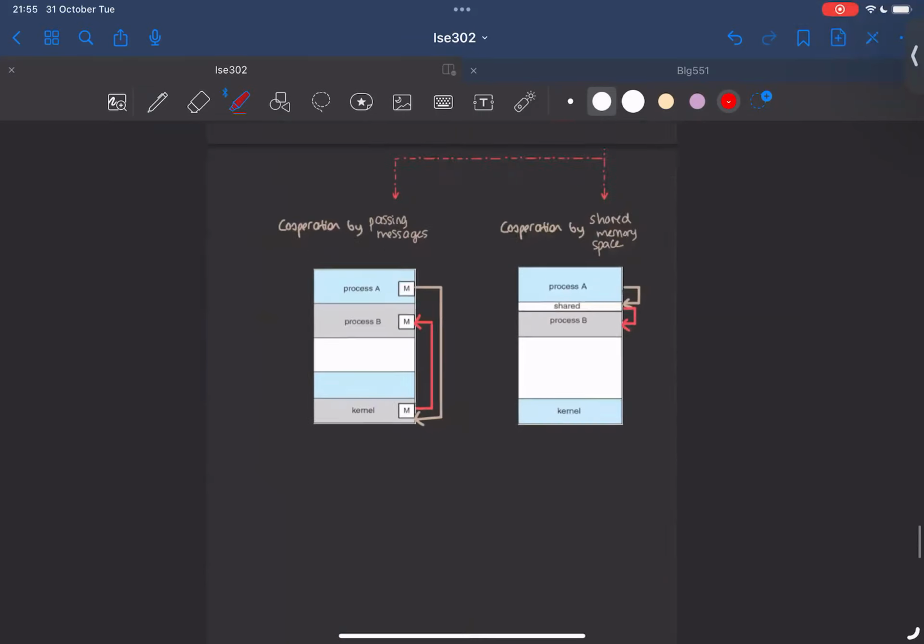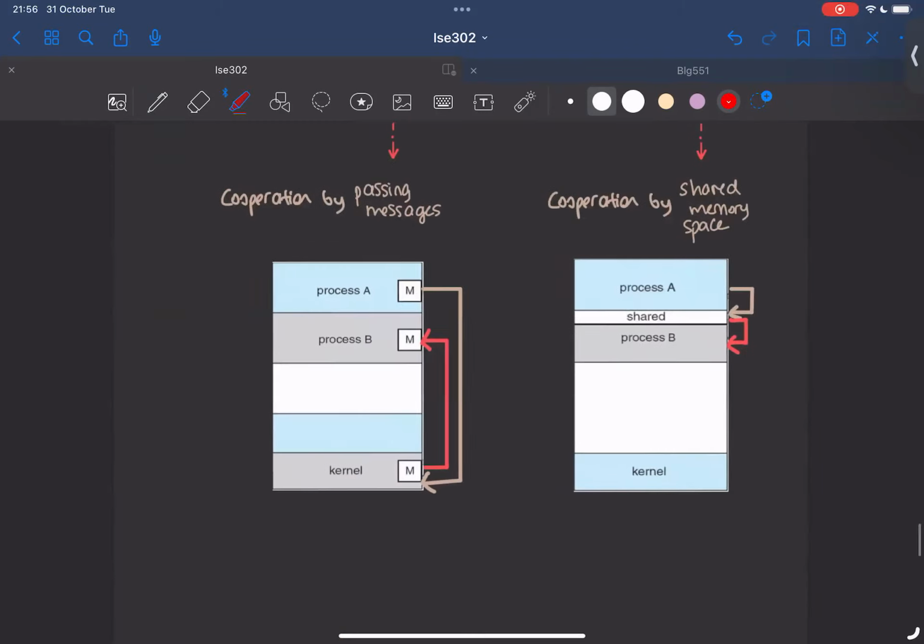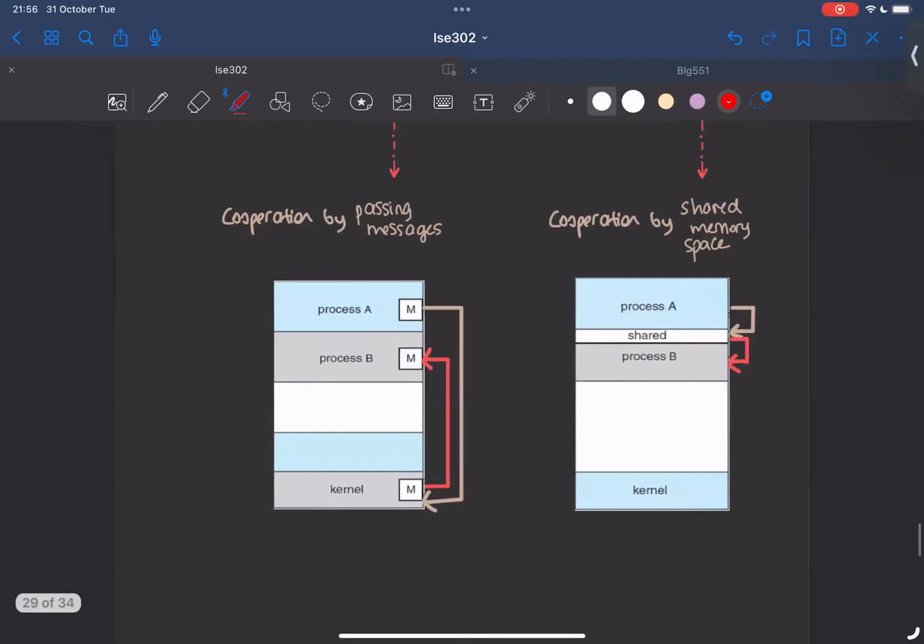So, in the context of process interaction, there are two common approaches, okay? First one, passing messages through the kernel, and second, sharing a region of physical memory. So let's explore the differences between these two methods.